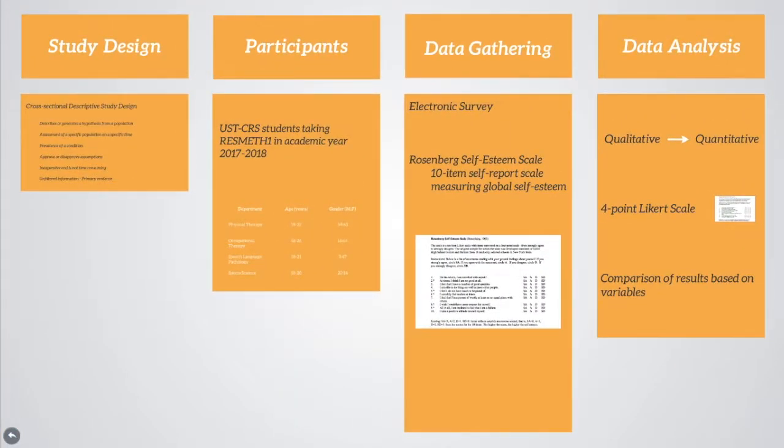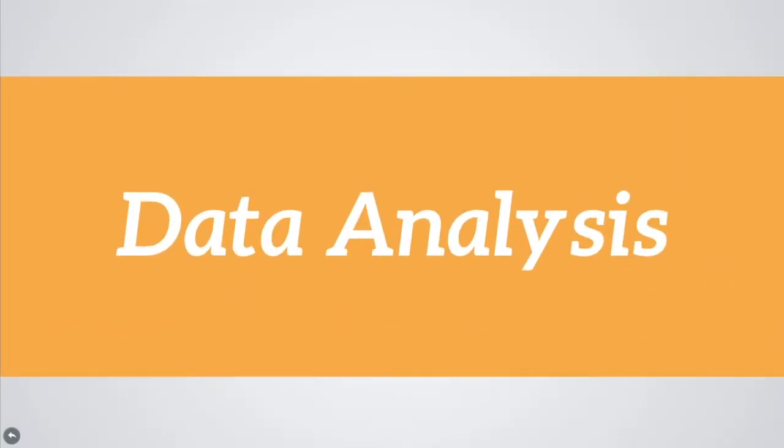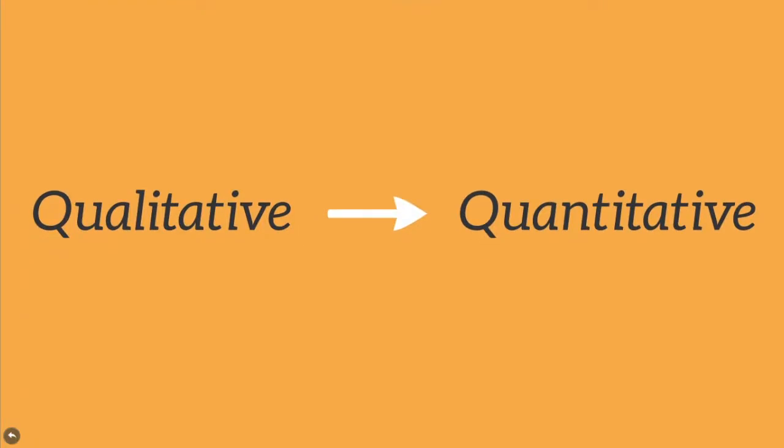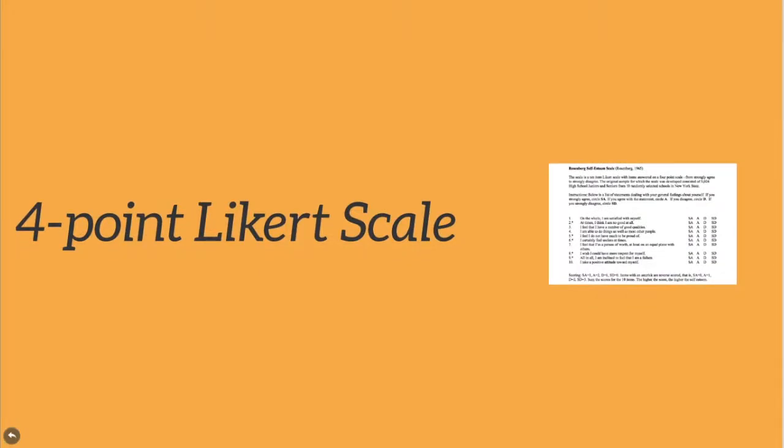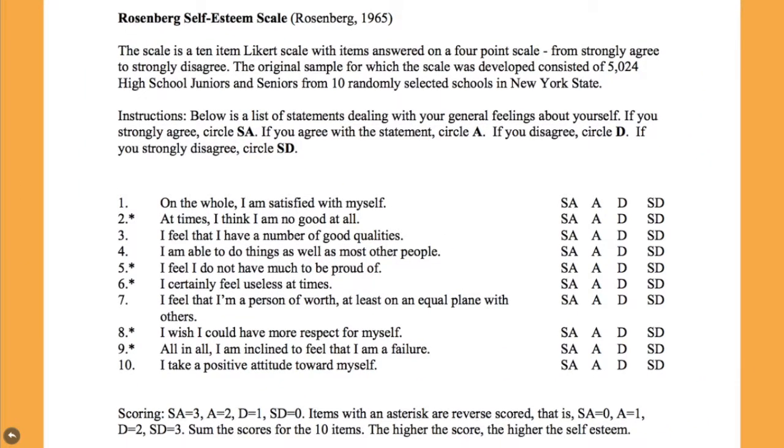The fourth component is data analysis. This survey serves to quantitatively measure the quality of self-esteem. The Rosenberg scale was used for this purpose. This 10-item, 4-point Likert scale includes 5 items stated positively and 5 items stated negatively. This even distribution of questions prevents a possible confounding variable that could present itself if distributed otherwise.